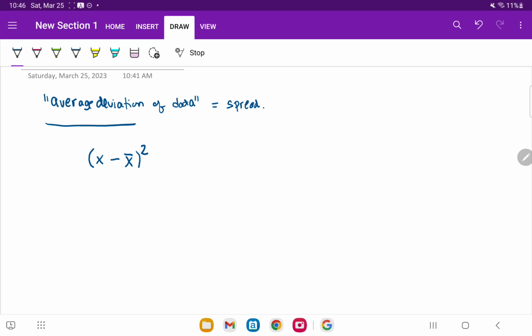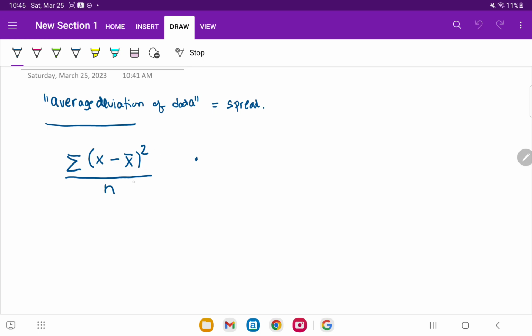And then I want to take the mean of these. So I want to add them up. This sigma means add them up. And then I'm going to divide by how many of them I have. That's the essential idea of the standard deviation. There are a couple of twists to it though, okay? So this is the average of actually the squares of the deviations.